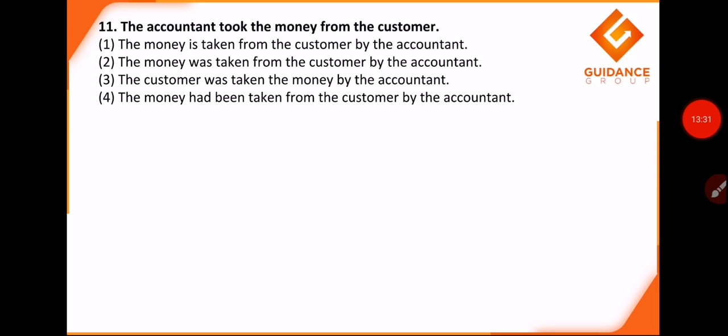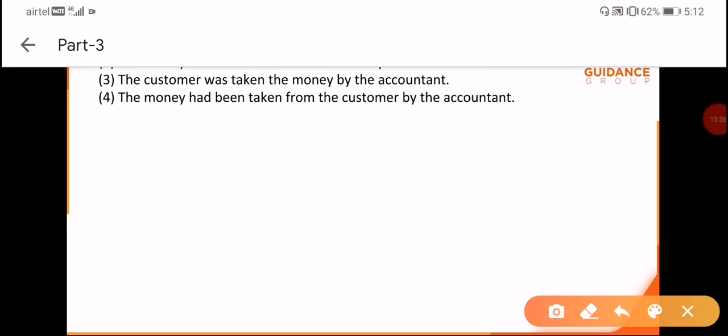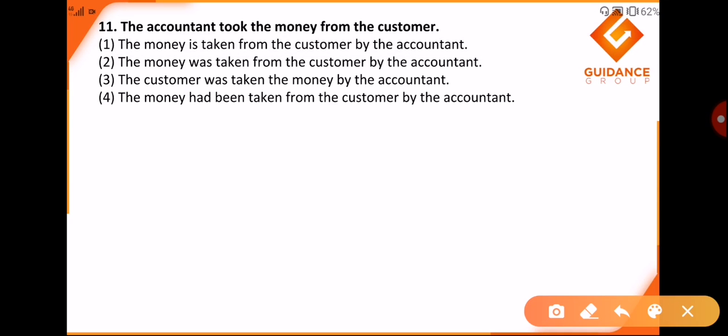The accountant took money from the customer. Now there are two objects again, the money and the customer. Which one will we prefer?